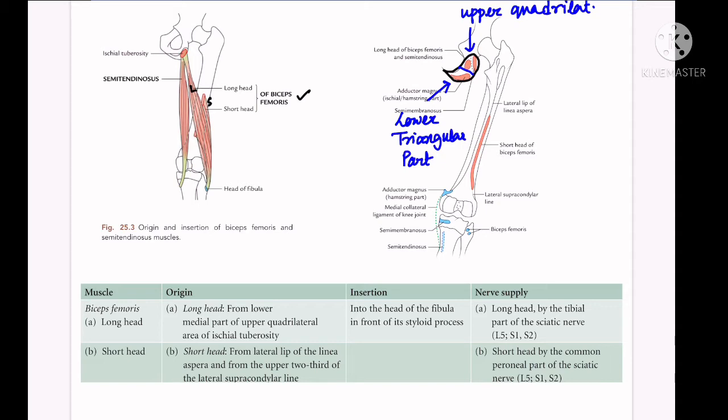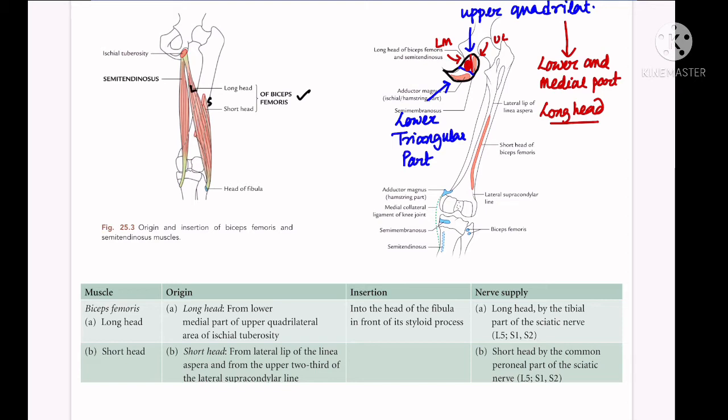Now, in between them, the biceps femoris muscle originates from the lower and medial part of the upper quadrilateral area. So the upper quadrilateral area is divided into an upper and lateral part and a lower and medial part. From the lower and medial part, the long head of the biceps femoris muscle takes origin. So the lower and medial part of the upper quadrilateral area of the ischial tuberosity, the long head of the biceps femoris takes origin. Okay.